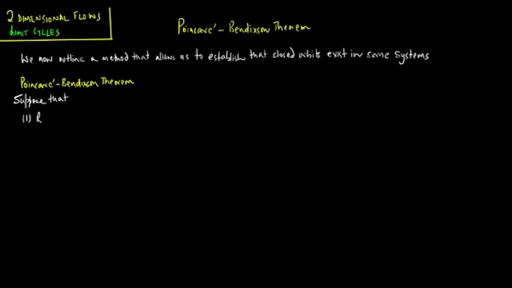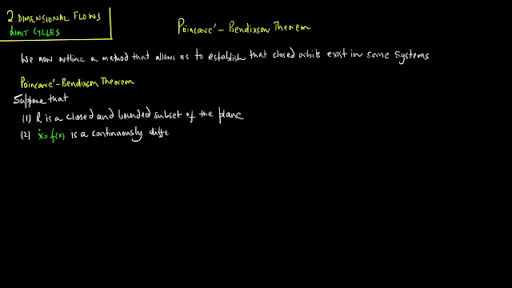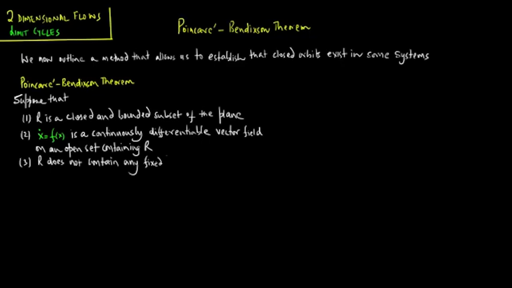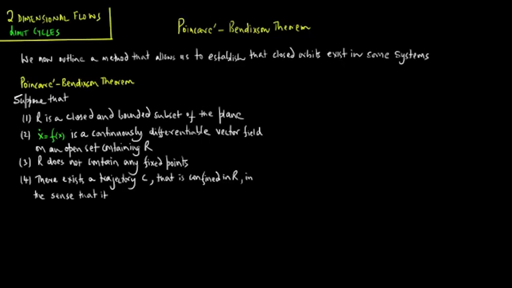Suppose that number 1, R is a closed and bounded subset of the plane. Number 2, x dot is equal to f of x is a continuously differentiable vector field on an open set containing R. Number 3, R does not contain any fixed points. And number 4, there exists a trajectory C that is confined in R in the sense that it starts in R and stays in R for all time.